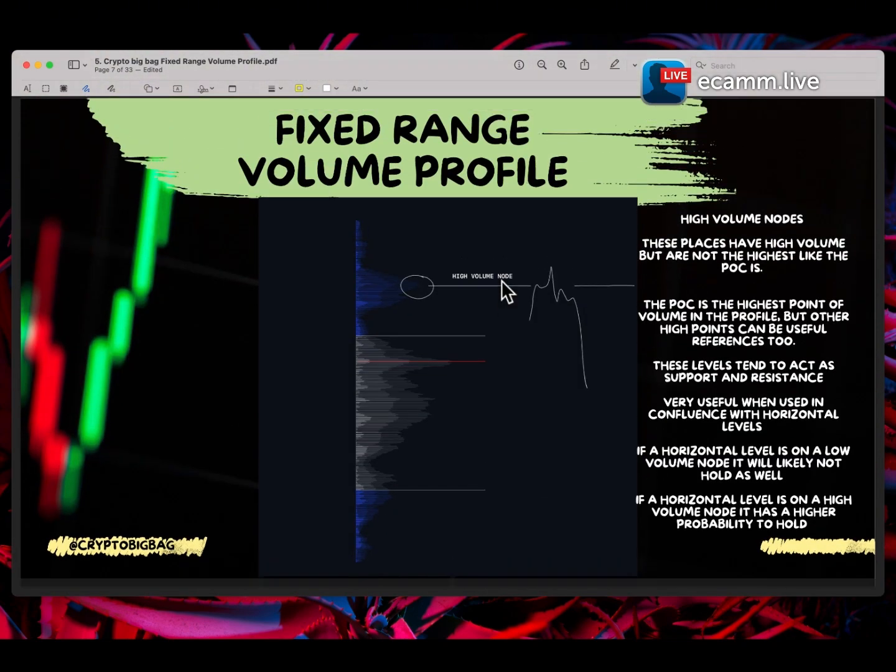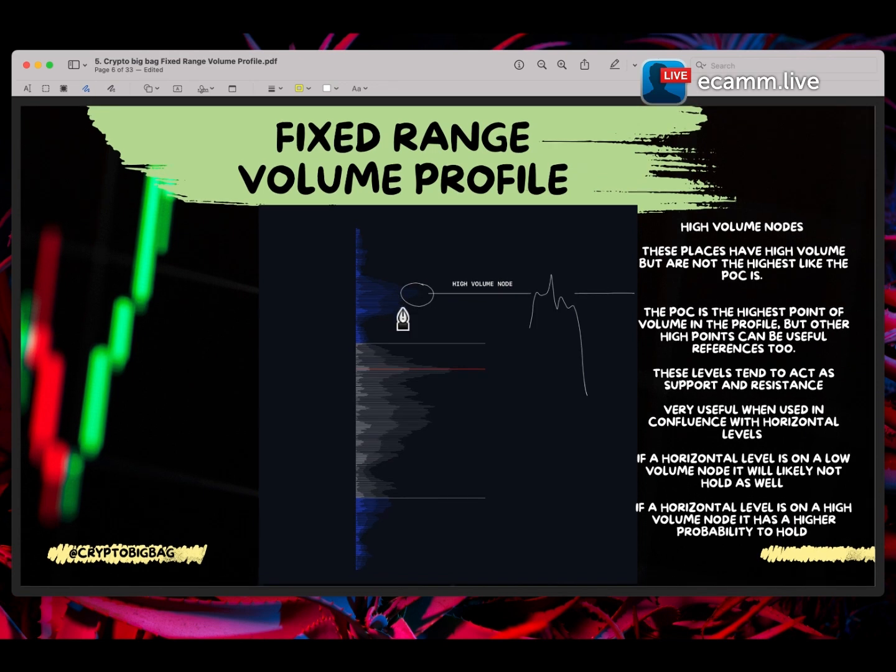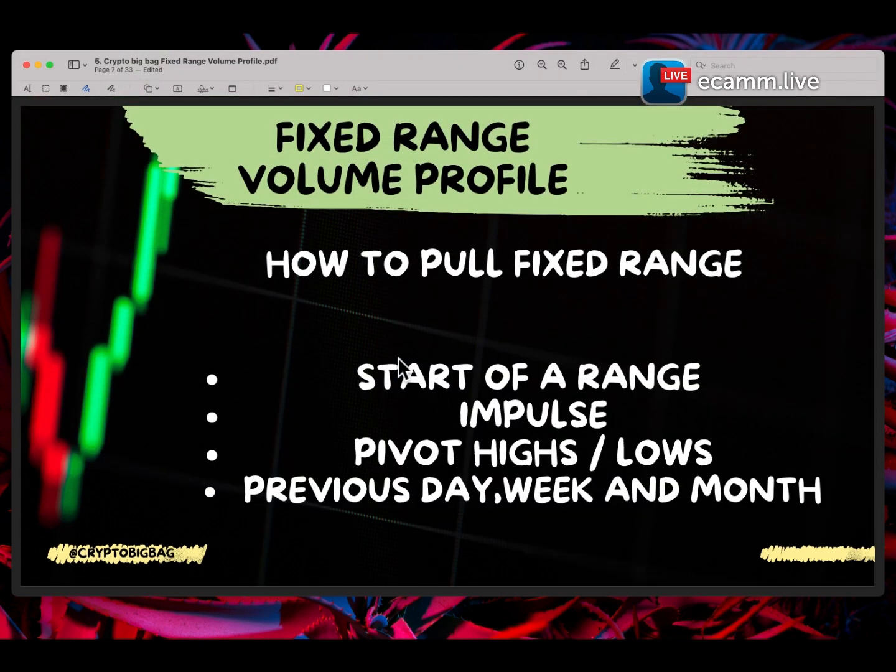So since you understand the components of a fixed range right now, let's dive in how we can use it as support and resistance. Fixed range volume profile. How do you pull the fixed range volume profile? You can pull it just like you pull Fibonacci, and you can pull it in a different way from the beginning of your range, start of your range.